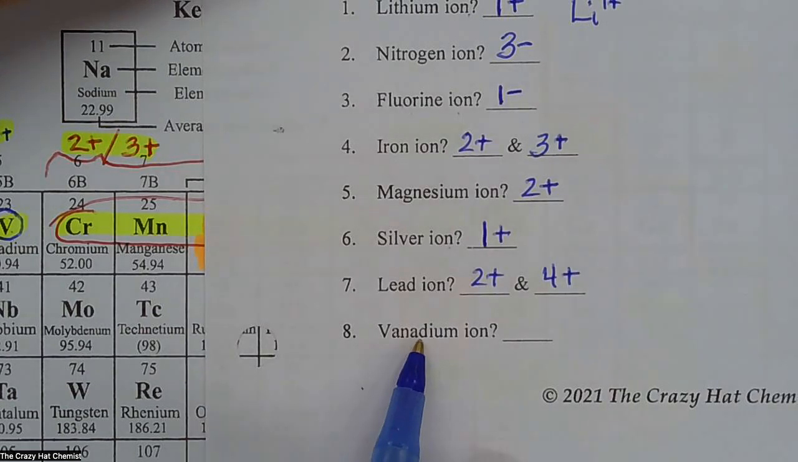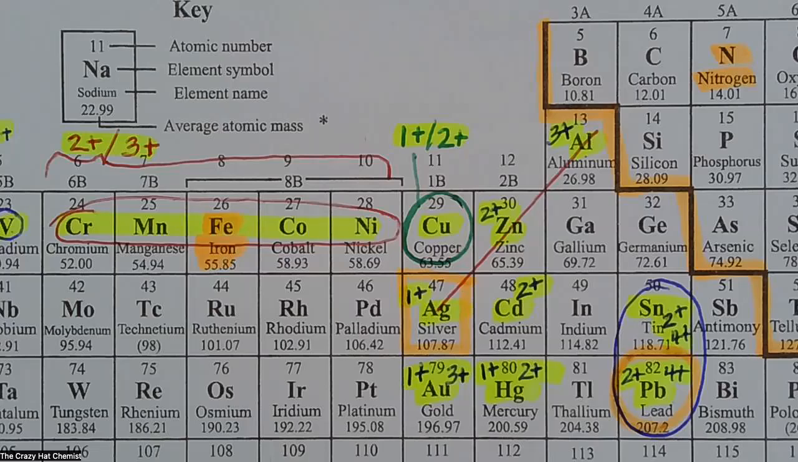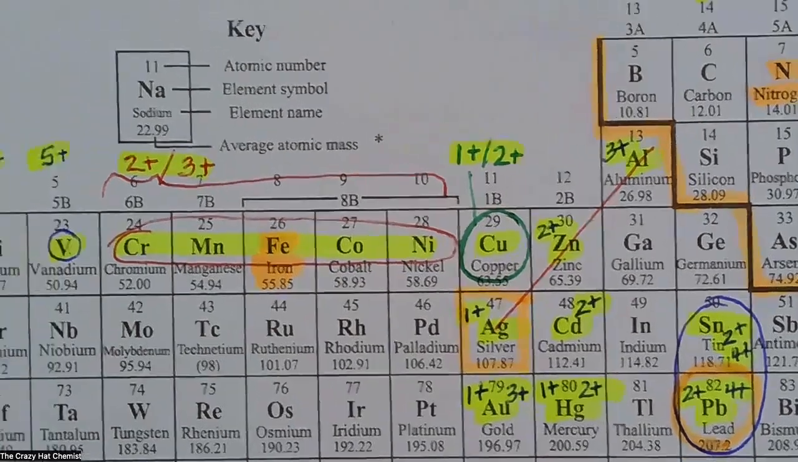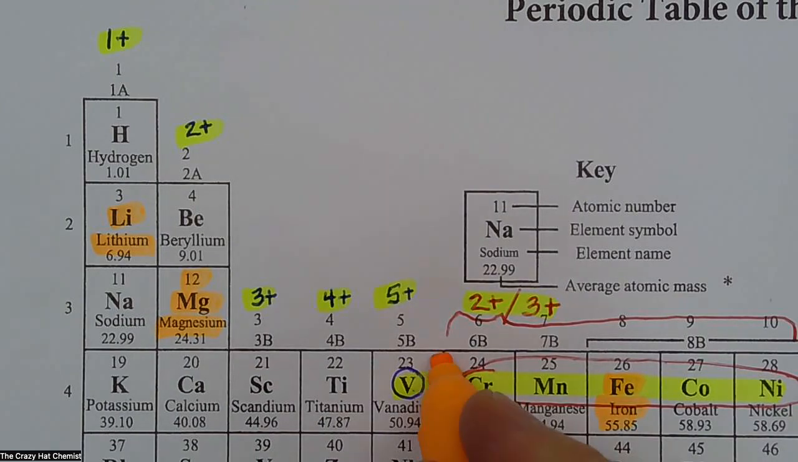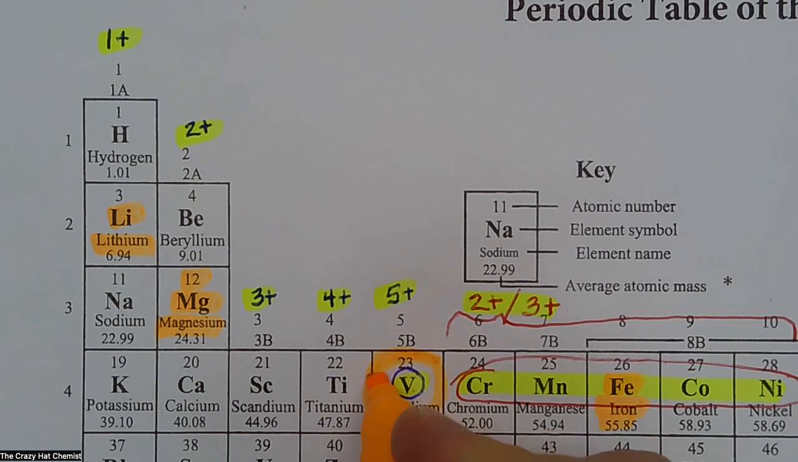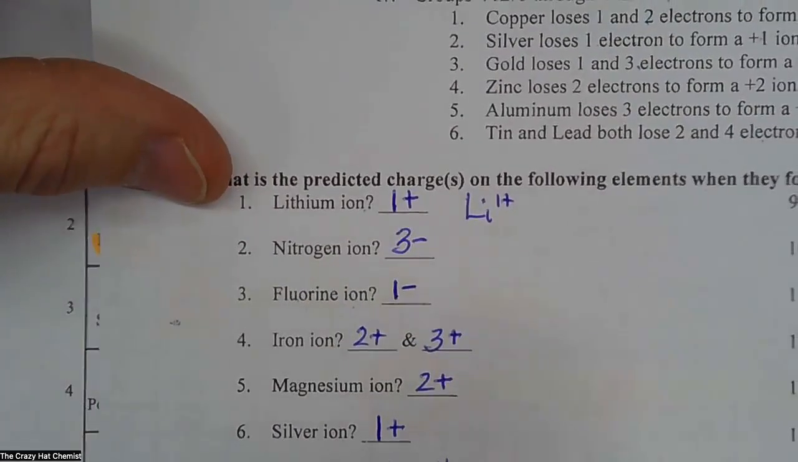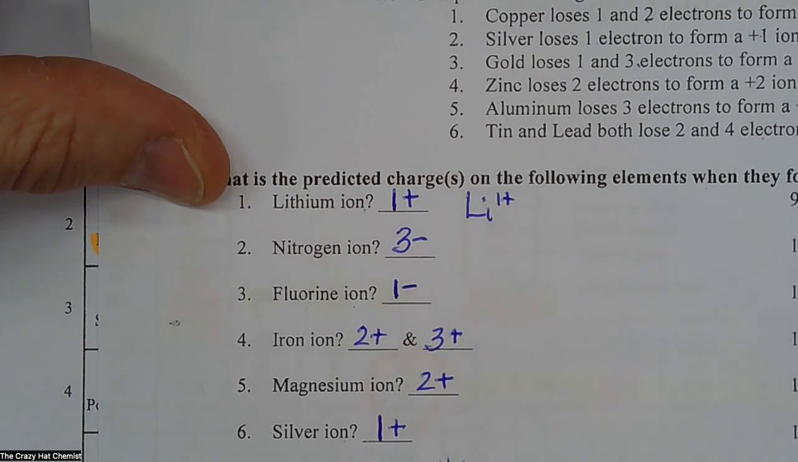Next one is the vanadium ion. The vanadium ion, if you remember, that is over here, and that is right here, element number 23, and that is a Roman numeral V, which is 5, and that's why it's a 5+ charge. That one shouldn't be too difficult to remember here. So vanadium ion is a 5+ charge.